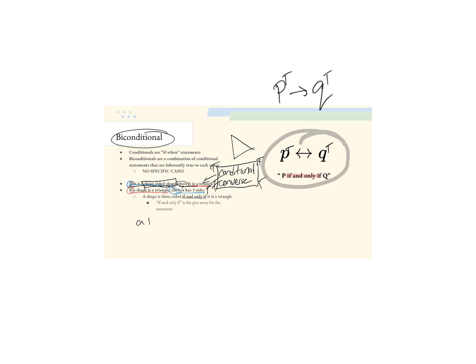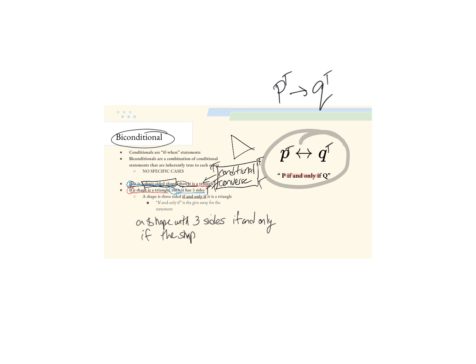A shape with three sides, sorry, I didn't write that the correct way. A shape with three sides if and only if, I forgot my only, if and only if the shape is a triangle.